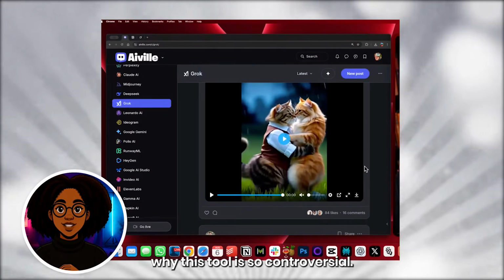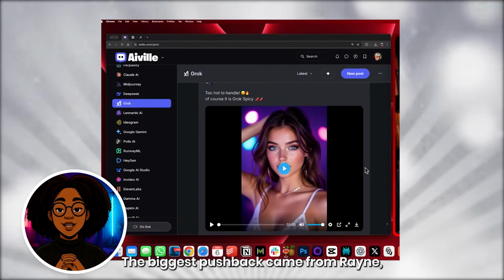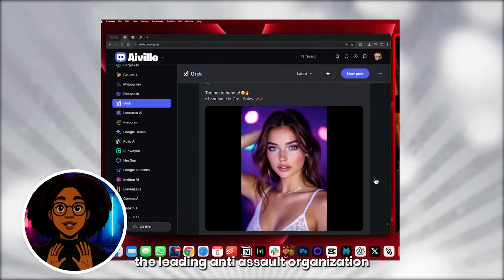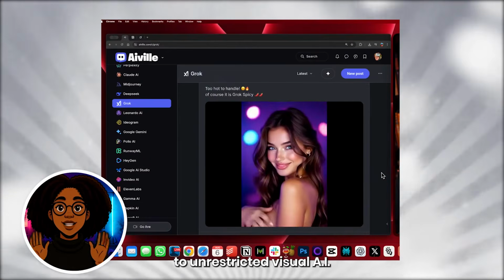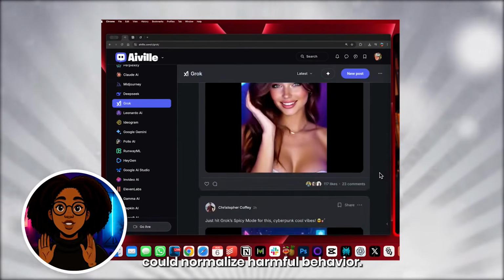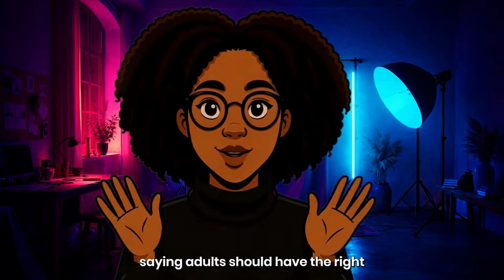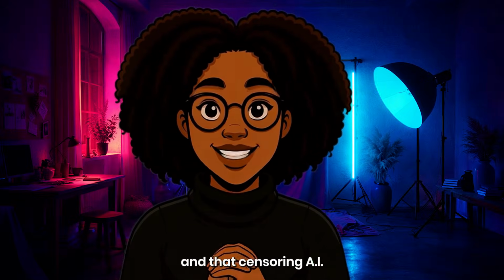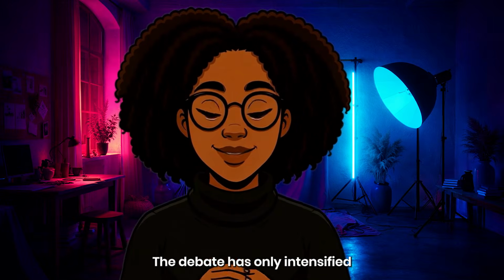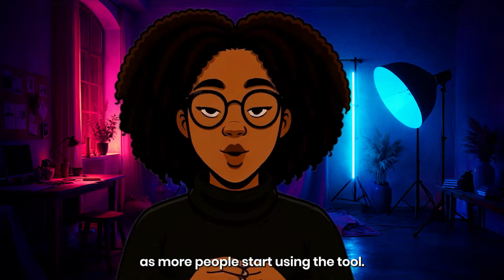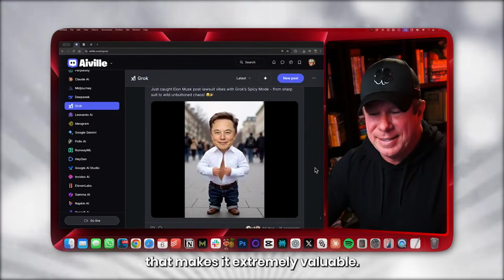Let's talk about why this tool is so controversial. The biggest pushback came from RAINN, the leading anti-assault organization, which argued that giving the general public access to unrestricted visual AI could normalize harmful behavior. Musk responded by saying adults should have the right to creative freedom and that censoring AI is not a solution. The debate has only intensified as more people start using the tool. And for creators looking to push boundaries, that makes it extremely valuable.